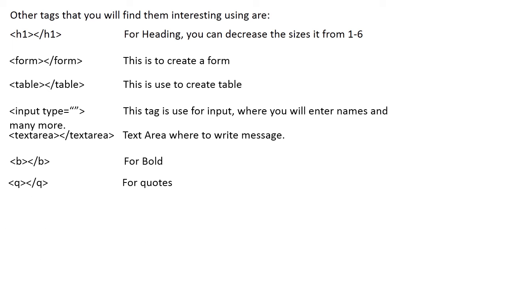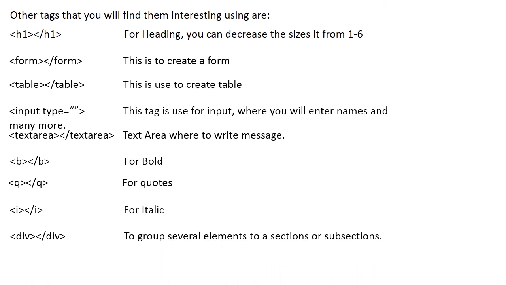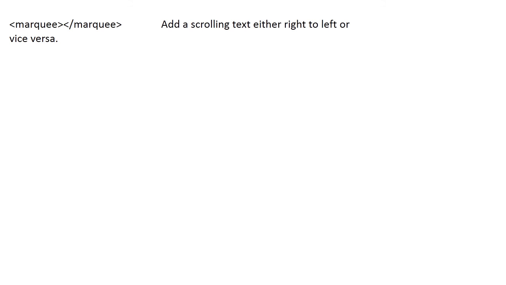Another one is quote. You need this tag to make your quote inside the HTML document. No need of typing the code. You can use the code like this sign. If you want to make your text italic, this is how you make your text italic. We have a div to group several elements into a section or subsections. We have span, the same thing as div. So to group several elements into a section or subsection, you can use either div or span.